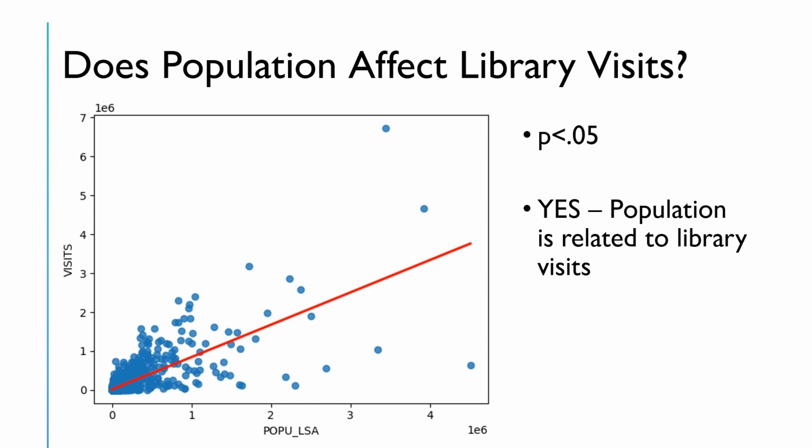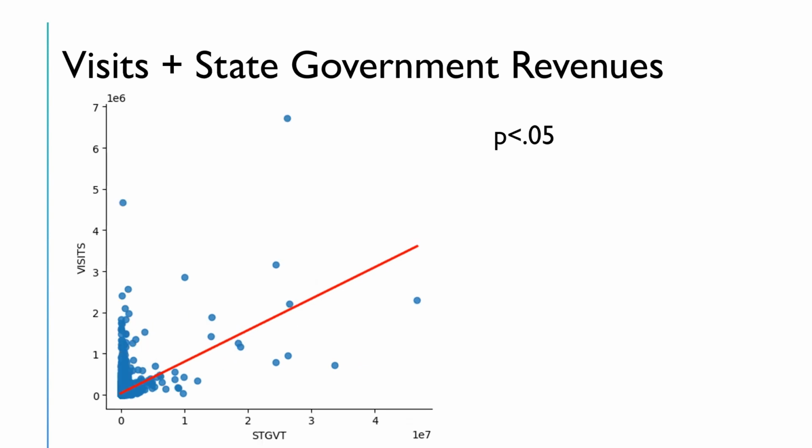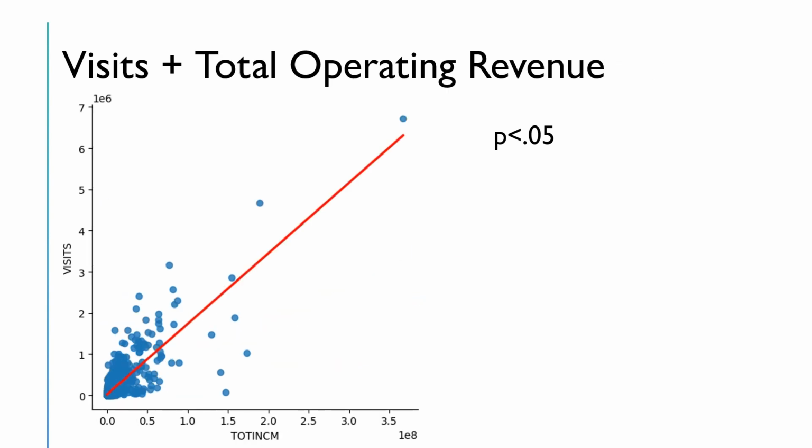Other statistically significant relationships with visits include local government revenue, state government revenue, and total operating revenue. These variables combined into a multiple linear regression also show a statistically significant relationship with number of visits.